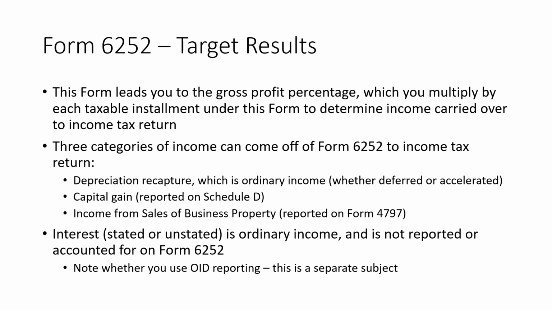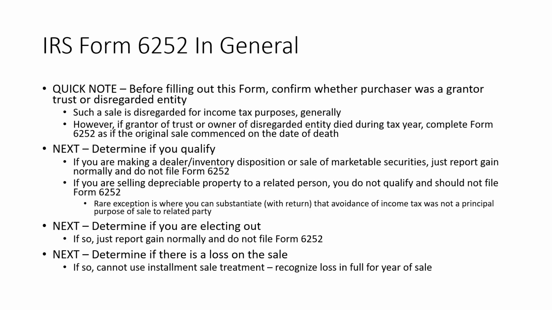Now, there might be interest on an installment obligation. It might be stated or unstated under the income tax rules, but that interest will be ordinary income and isn't reported for or accounted for on Form 6252. So you might need to get into whether you have OID reporting or anything like that, but that's a separate subject not related here.